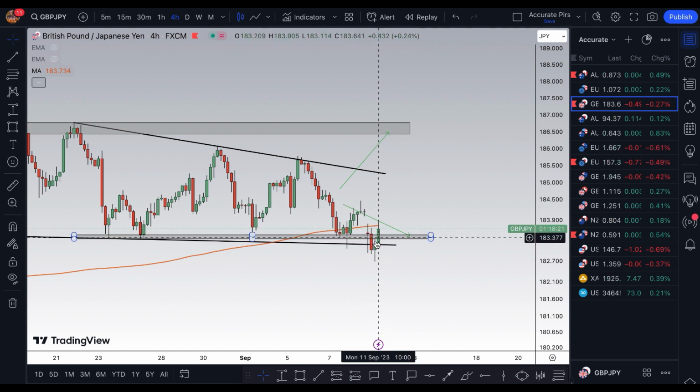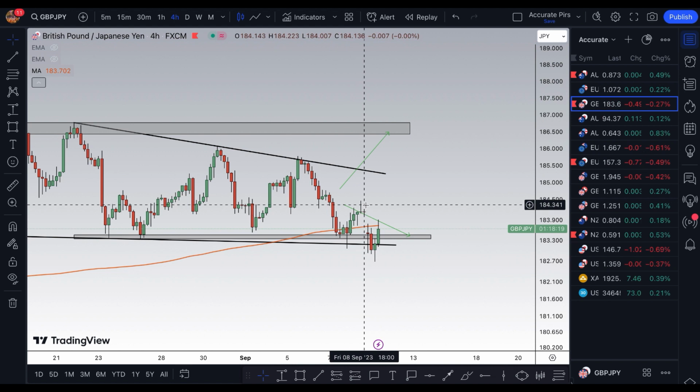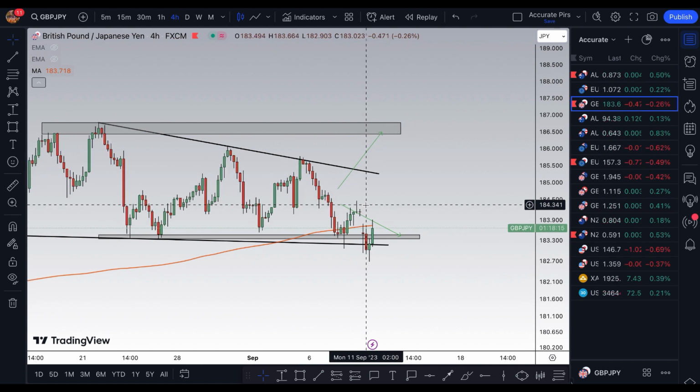So if it does close above it, I'll be honest with you, I'm probably going to look to get in for a buy trade on GBP JPY, but I am still favored towards the downside.